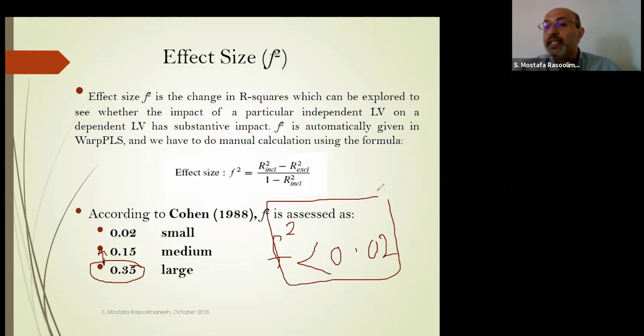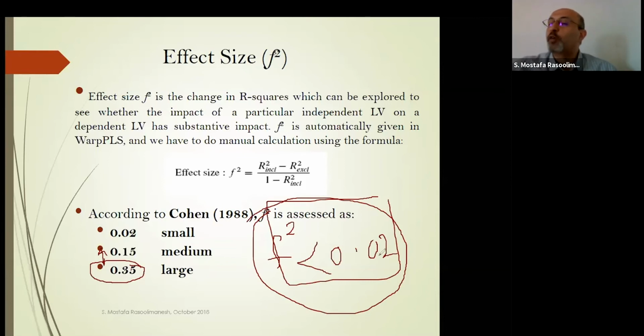Sometimes we have a significant path coefficient. The effect of x1 on y is significant, but the f square is lower than 0.02. In this case, recent literature suggests to reject the hypothesis. So if you report f square and its value is very low, even if your path coefficient is significant, you cannot support this hypothesis.